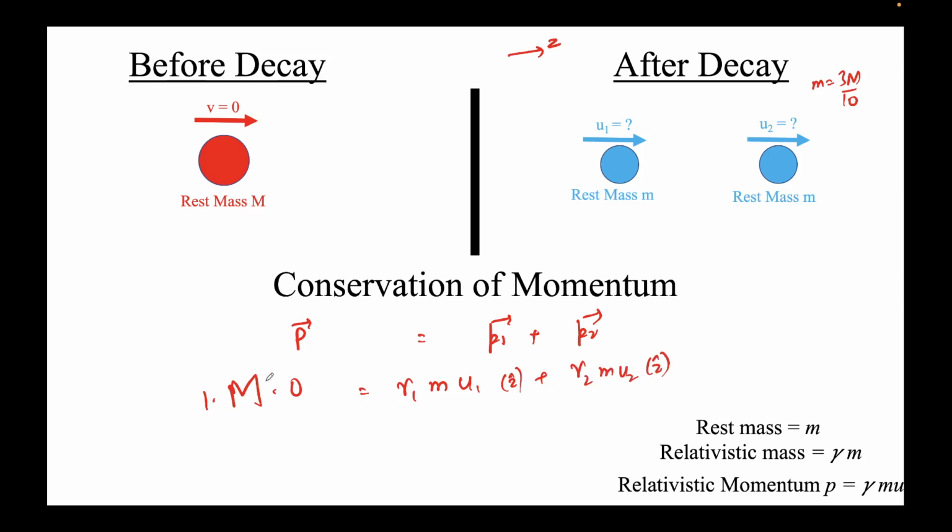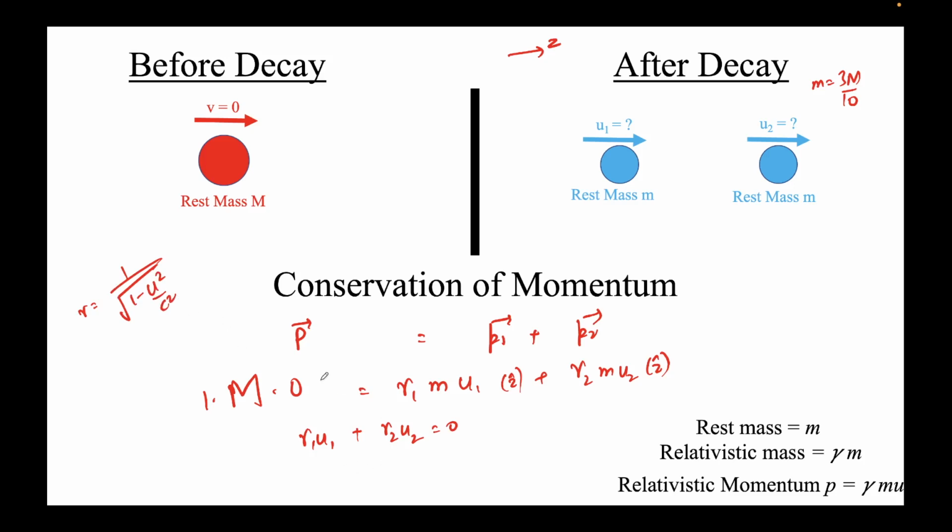So the left-hand side is 0. If I take m common, I can write gamma 1 u1 plus gamma 2 u2 should be equal to 0. This is the expression that I find. Now note that gamma in turn is a function of u. It's given by gamma equal to 1 over the square root of 1 minus u square over c square.